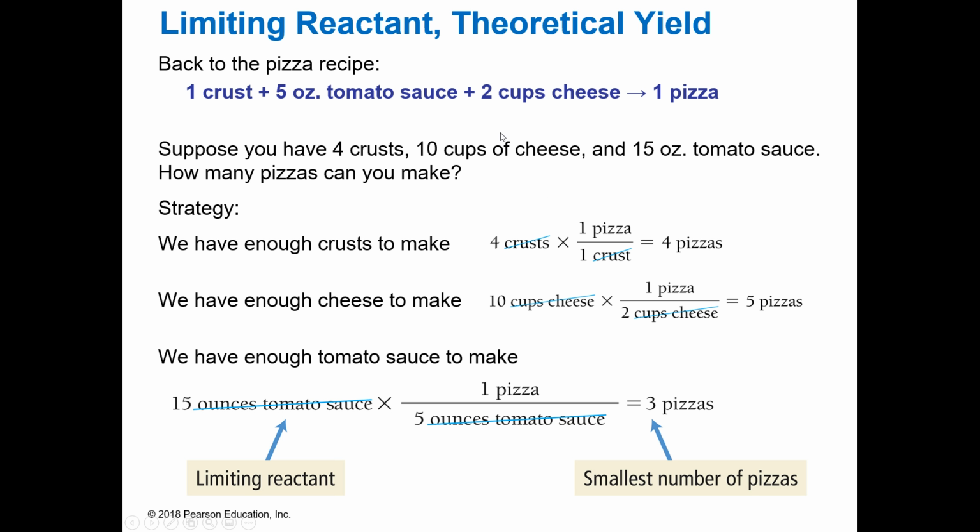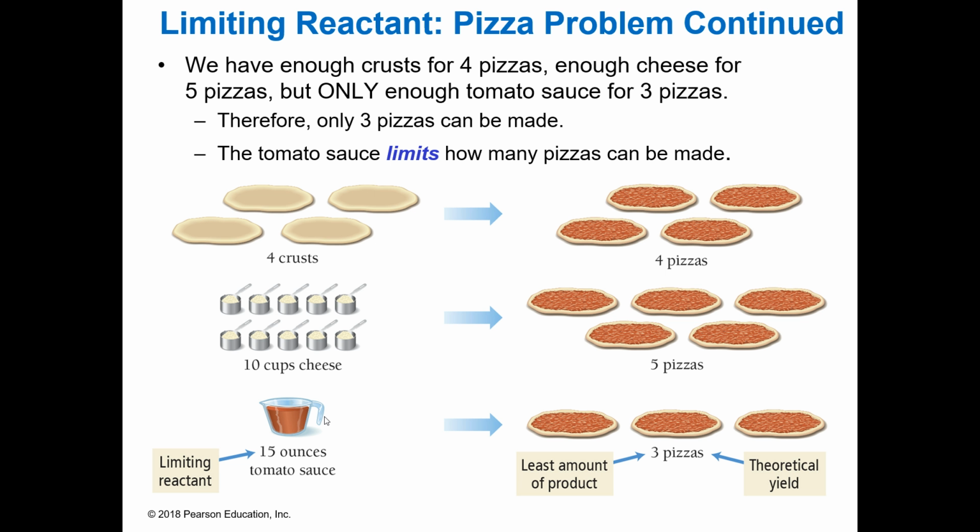All right, let's look at the tomato sauce. If I have 15 ounces, for every 5 I can make 1. So I have 15 ounces of tomato sauce, I have that ratio of 1 to 5, so I could make 3 pizzas. So if I have all of this, the most pizzas I can make is 3. And that's because I'm limited by the tomato sauce. So the tomato sauce in this case is what we call our limiting reactant. It limits how much product we can make. Picture version of that is here. So you can see that I'm limited with my tomato sauce.